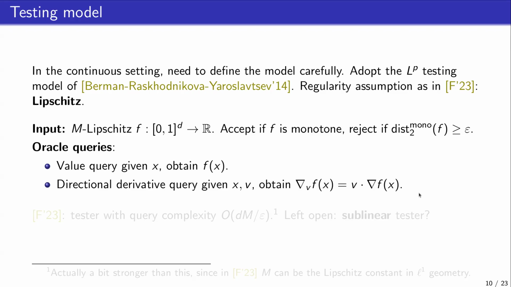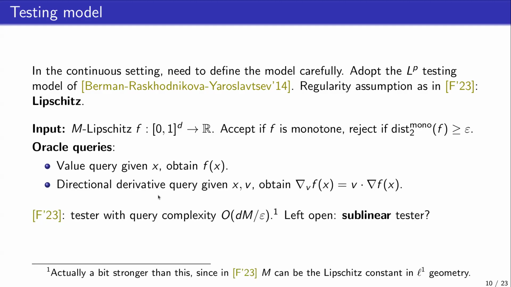I don't want to spend too much time on the model, but let me tell you two things about this. First, if f is reasonably smooth, in particular if it has bounded second derivatives, you can simulate this directional derivative oracle using value queries. And second, I'm not assuming that I get the entire gradient of f for free. I'm only getting it in one direction. So these two observations are just to tell you, if you think this is scary or too strong, I would argue it's not. It's actually comparable to the value query, and it's not d times more information or anything like that. Okay, and then the prior work in this setting, as I told you, was a tester with linear query complexity in D. And the main question that was left open is, can you do sublinear?